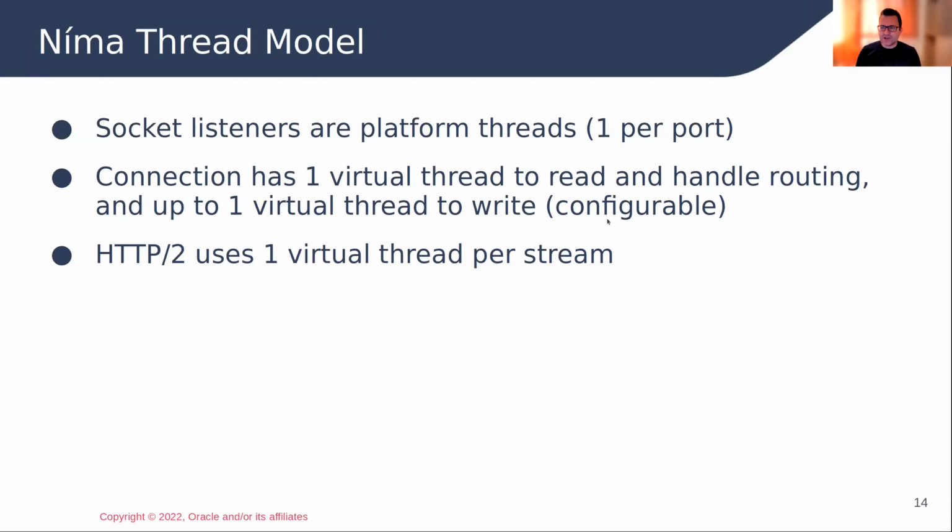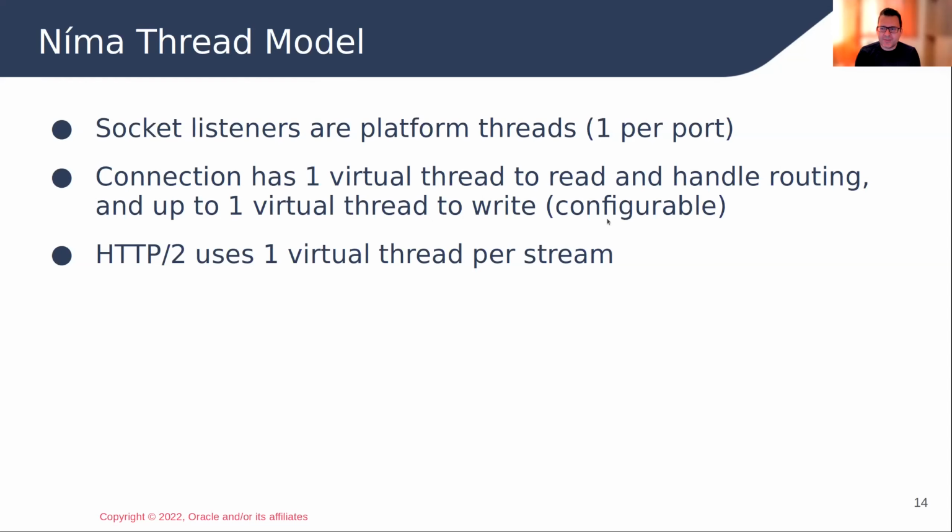For each connection that is open, meaning I start an HTTP client, I talk to my server. Each connection will open one virtual thread to read and handle routing, and up to one virtual thread to write. I will talk about this in challenges. It is configurable. You can only have one if you want to. HTTP 2, in addition, uses one virtual thread per stream. And an HTTP 2 stream is equal to a server request response interaction.